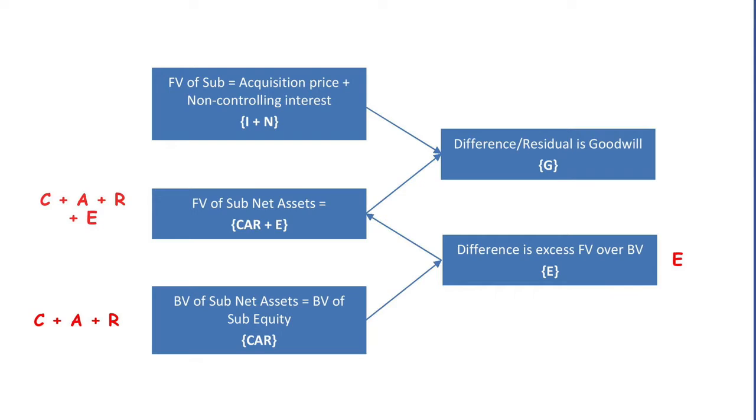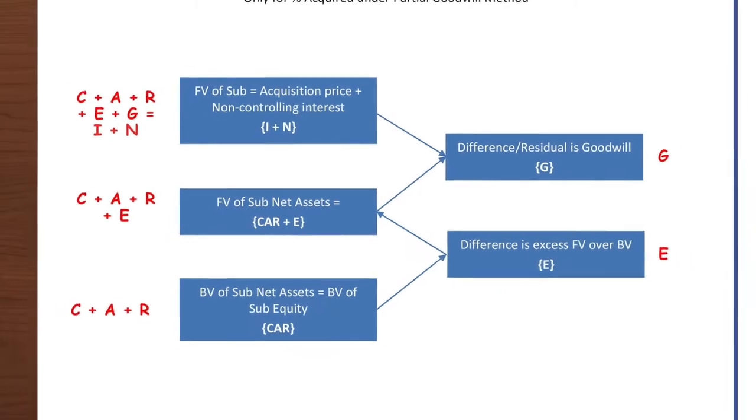And the excess that you've paid over that, that's goodwill. So write G. And that calculates to C plus A plus R plus E plus G. And write equals I plus N. So that's equal to the credits on your journal entry, which is investment in subsidiary plus any non-controlling interest if the parent acquires less than 100% stake.